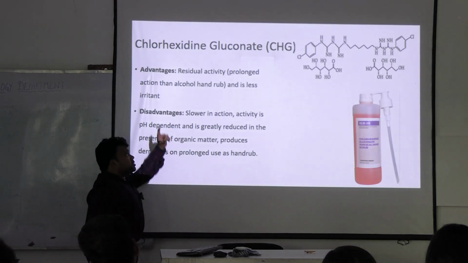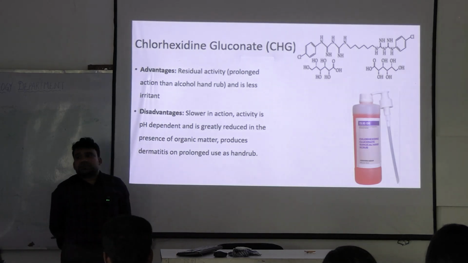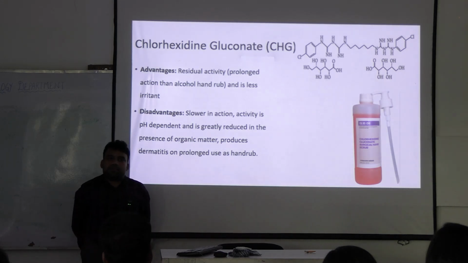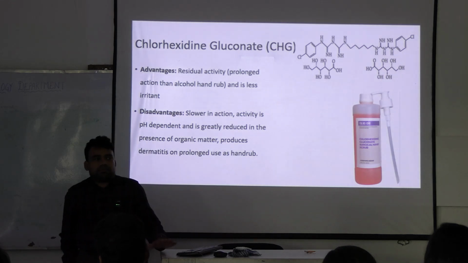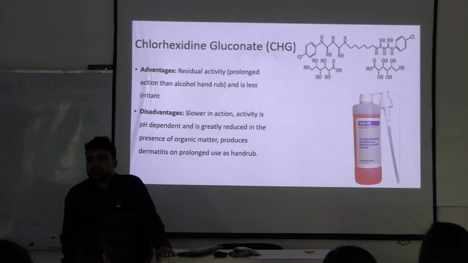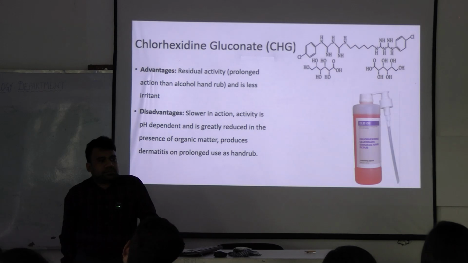Advantage is that it has got a residual activity. What is residual activity? What is residual activity? Hmm?